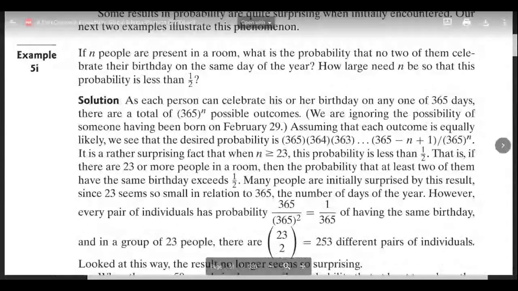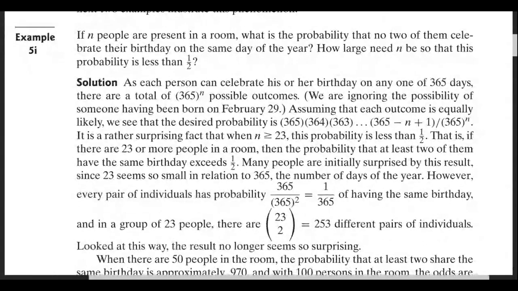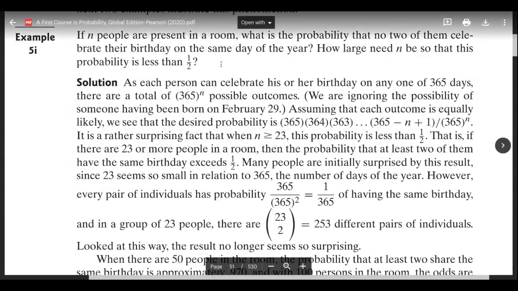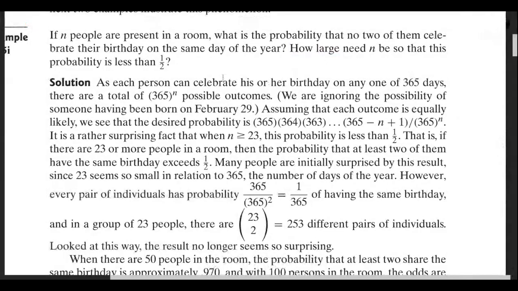Let's see, 5i. I think 5i is a classic question. Okay, it's a classic problem. So 5i is saying if n people are in a room, what is the probability that no two of them have the same birthday? So we assume a year. To answer this question, we don't consider that February has 29 days. We just take every year has 365 days. So the second part is how large n needs to be so that this probability is less than half?